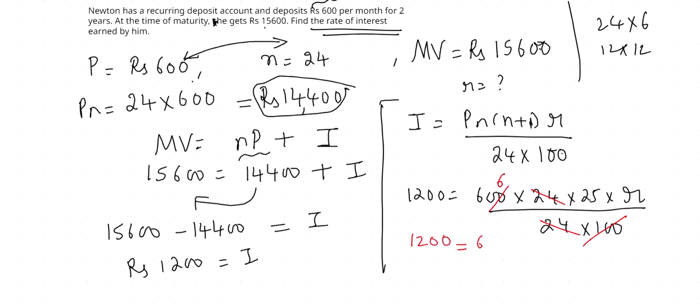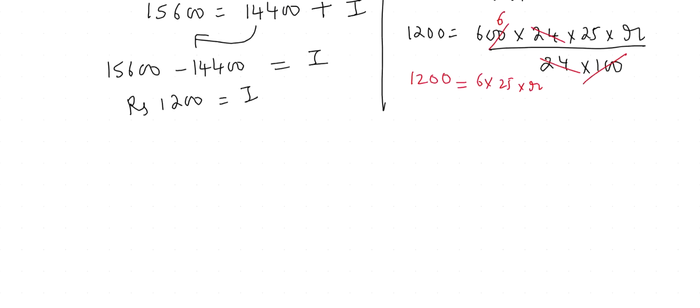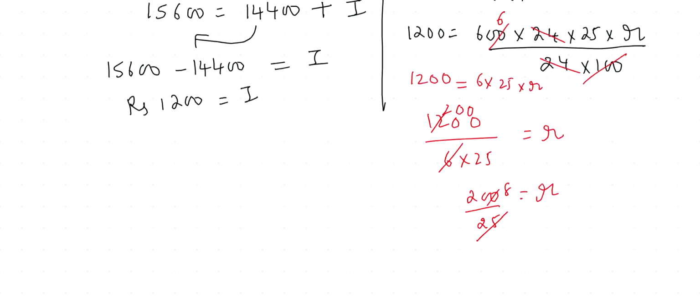So 1,200 is equal to 6 into 25 into R. Don't multiply. That's one of the mistakes students make: they multiply and then get big numbers. The other option is to take 1,200 with the 6 and 25 down, and we'll be getting R on this side. 6 ones are 6, 6 twos are 12, so 1,200 over 6 is 200, and 200 by 25. 25 fours are 100, 25 eights are 200. So R is 8, or 8%.